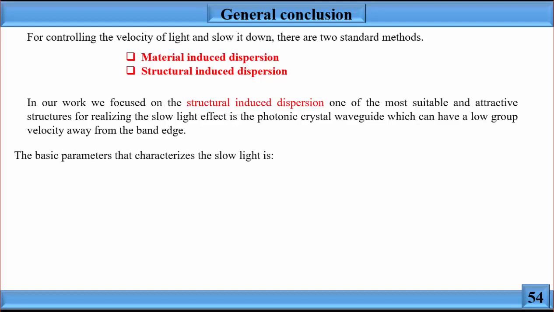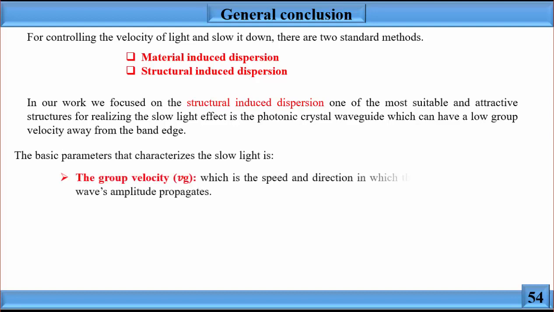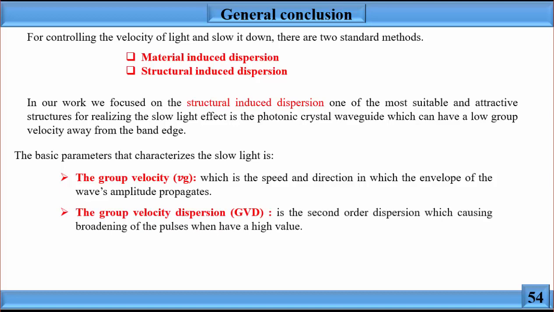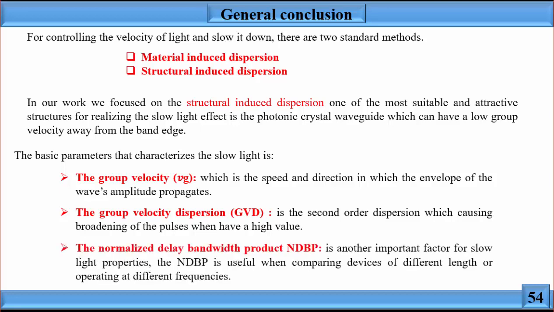The basic parameter that characterizes slow light is the group velocity, Vg, which is the speed and direction in which the envelope of the wave's amplitude propagates. The group velocity dispersion, GVD, is the second-order dispersion, which causes broadening of the pulses when it has a high value. The normalized delay bandwidth product, NDBP, is another important factor for slow light properties. The NDBP is useful when comparing devices of different length or operating at different frequencies.